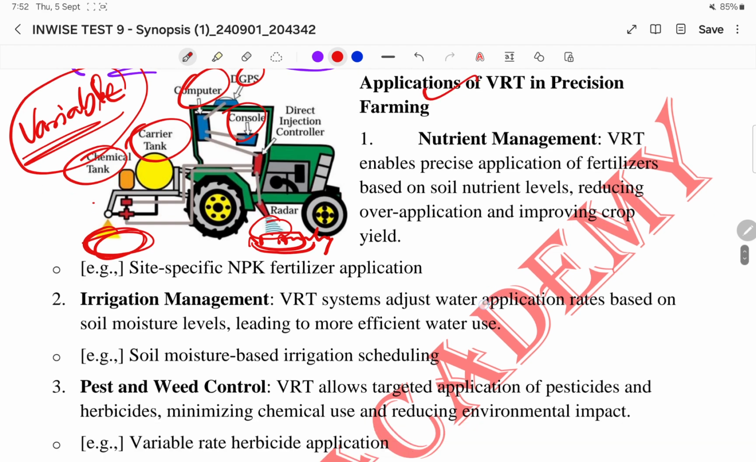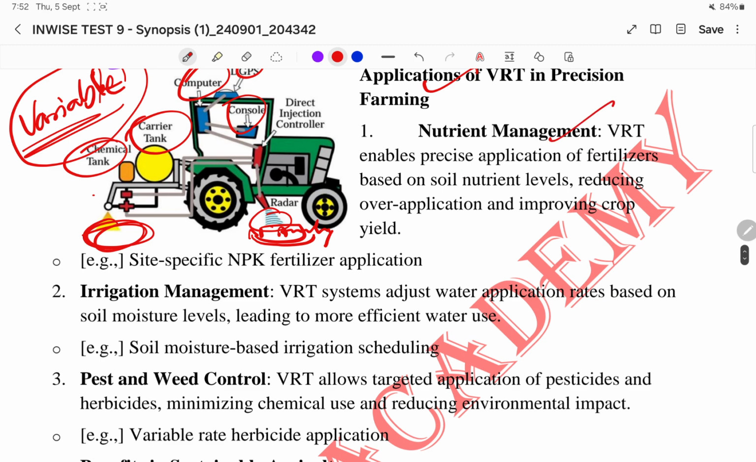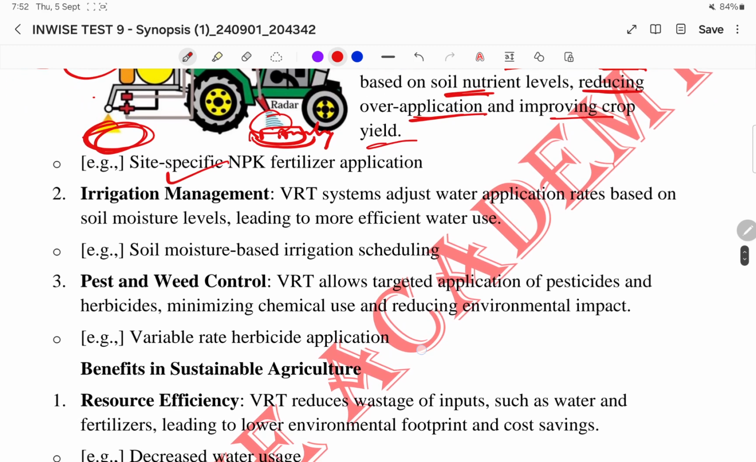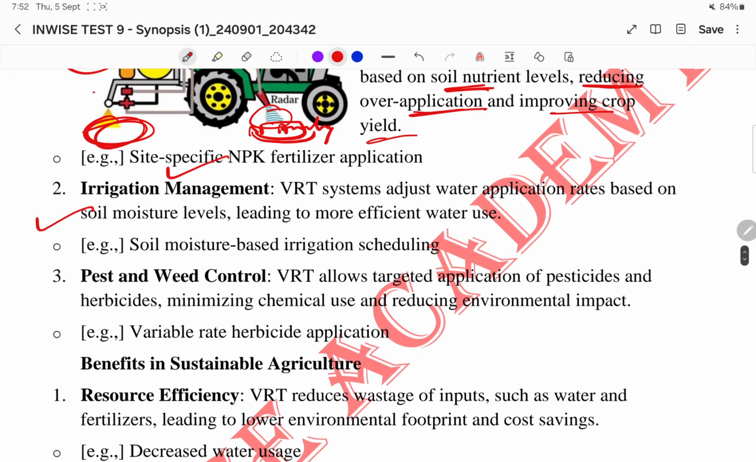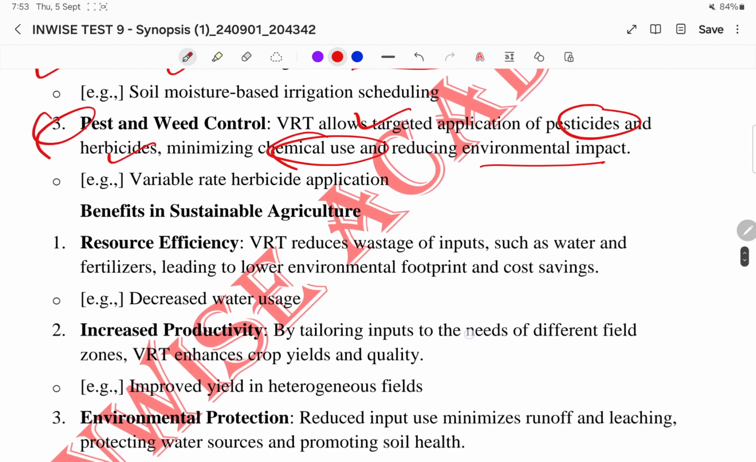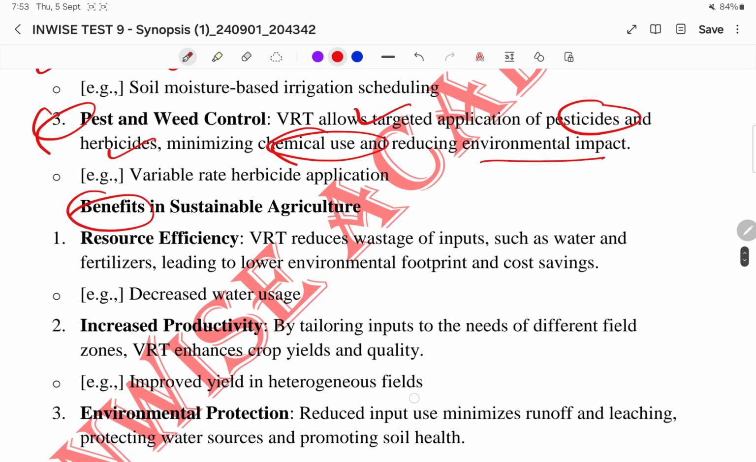Okay, then come to applications. Nutrient management: VRT enables precision application of fertilizers based on the soil nutrient levels, reducing over application and improving the crop yield, like site specific NPK fertilizer application. Then irrigation management also. They adjust the water application rates based on the soil moisture levels, leading to more efficient water use. Then pest and weed control: VRT allows targeted application of pesticides and herbicides, minimizing the chemical use and reducing environmental impact.